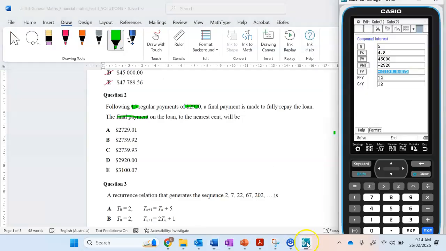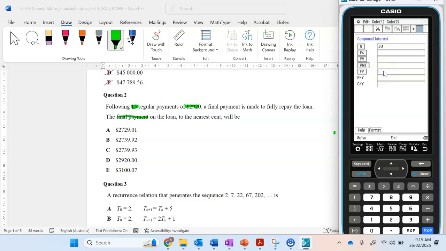All right, so let's put everything into our financial solver. I'm going to clear it. Probably didn't need to clear it. All right, so we've made 15 regular payments of $2,920. So that means our next payment, and final payment, is going to be 16. So we've made regular payments of that and then a final payment. So that's going to be payment number 16. It's going to be fully repaid.